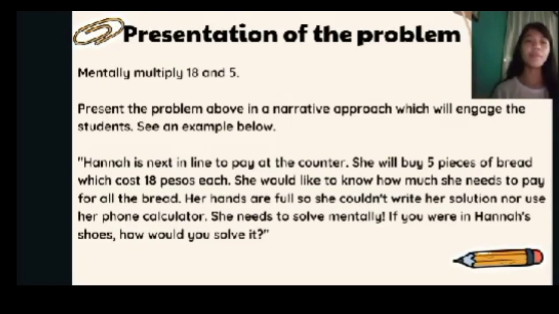Present the problem above in a narrative approach which will engage the students. See an example below. Hannah is next in line to pay at the counter. She will buy 5 pieces of bread which cost 18 pesos each. She would like to know how much she needs to pay for all the bread. Her hands are full, so she couldn't write her solution nor use her phone calculator. She needs to solve mentally. If you were in Hannah's shoes, how will you solve it?